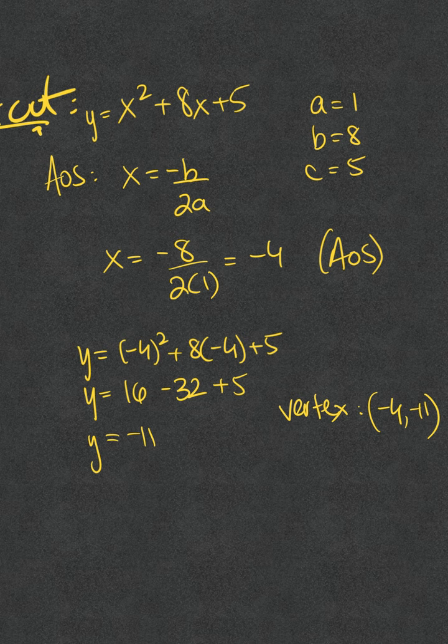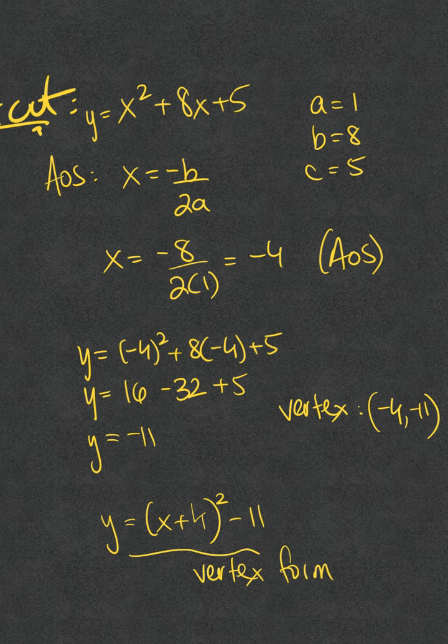Putting it into vertex form is just kind of working backwards. So you know your a value is 1. In this case, we don't have an a value. We know the axis of symmetry is -4, which means we're going to have to flip the sign because remember, x lies. So this is going to be x plus 4 squared minus 11. And there you go. You got it in vertex form.